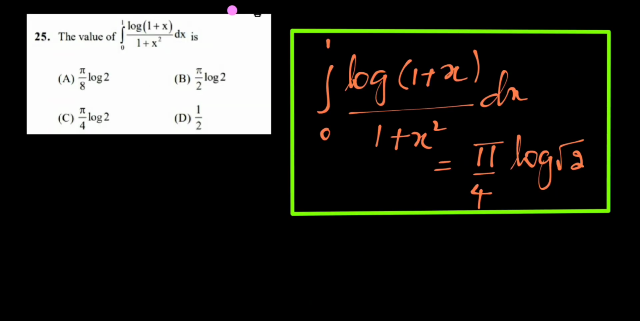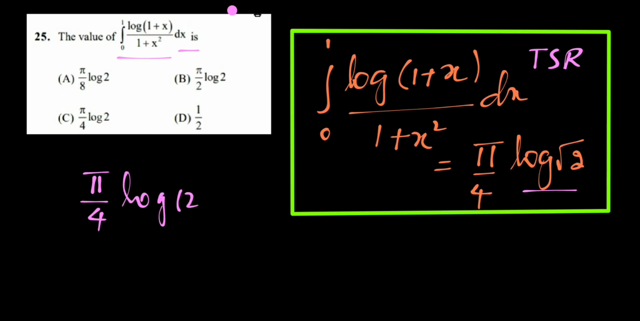Next, problem number 25. The value of integration 0 to 1 log of 1 plus x by 1 plus x square dx is. So here, already a time-saving result is there. The direct answer is pi by 4 log root 2. But here the option does not match it. So the result we have to simplify a little.